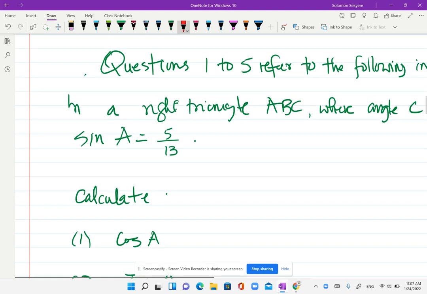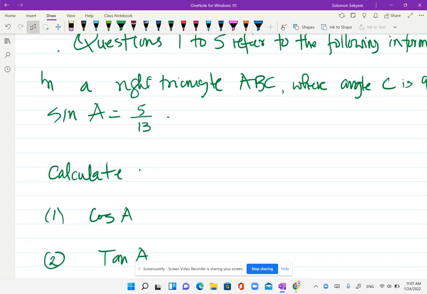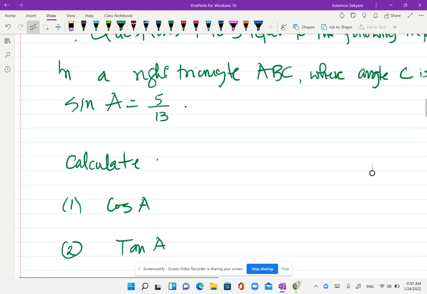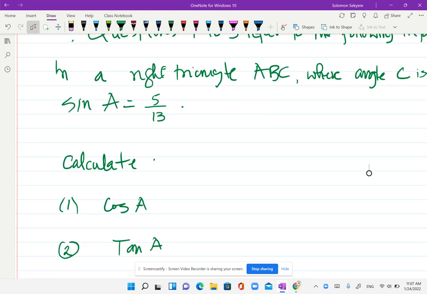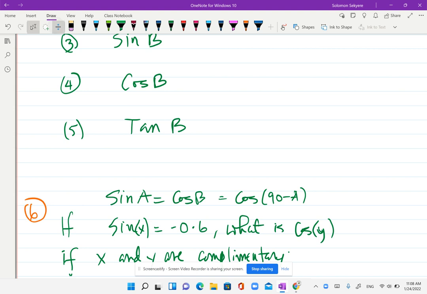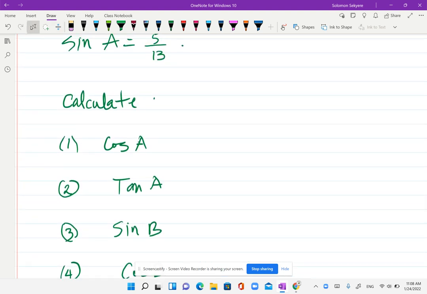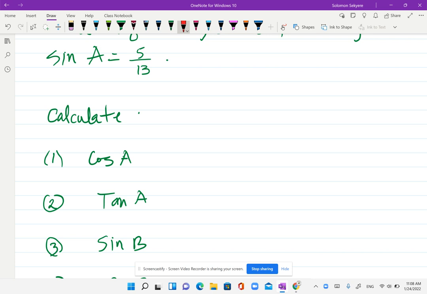Now, questions 1 to 5, we're going to do this. In a right triangle ABC where angle C is 90 degrees, sine A is 5 over 13. We are asked to calculate all these, starting with cosine of A. So what does this mean? Let's draw the right triangle. We are told that this part C here is 90 degrees. So let's say this is A, B. We have A, B, C.